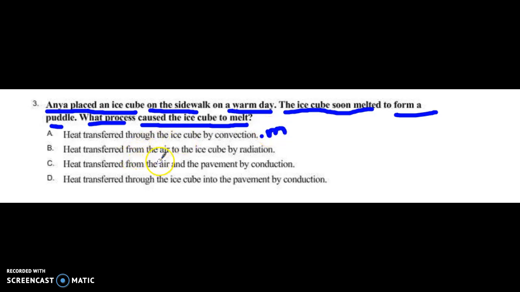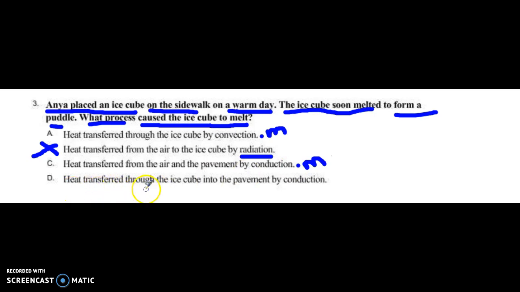Heat transferred from the air to the ice cube by radiation. Well, that's not how radiation heat transfers, so that is not the answer. Heat transferred from the air and the pavement by conduction. Well, it transferred through the air and the pavement by conduction. That is a pretty good answer.